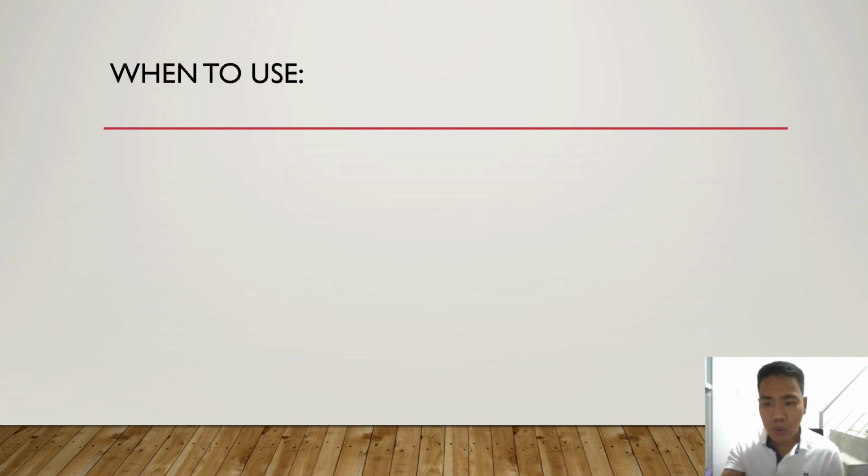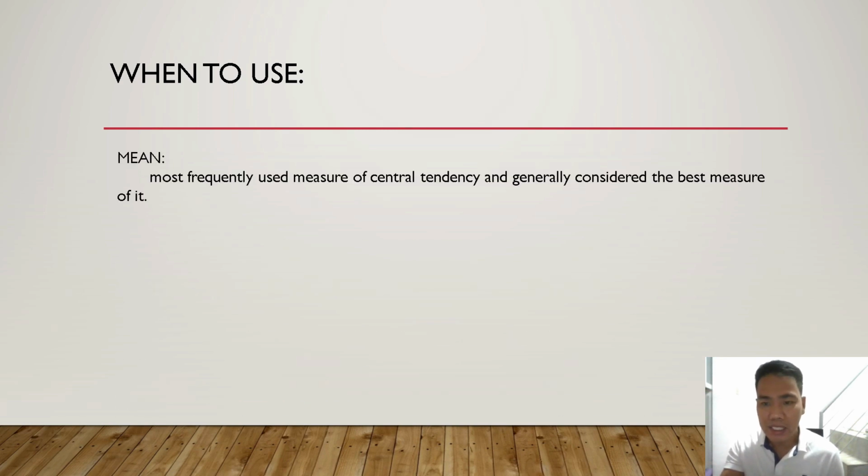Okay, so when do we use the mean, median, and mode? There are some cases for each. For the mean, that is the most frequently used measure of central tendency and is generally considered the best measure. In different researches, the mean is the measure of central tendency most frequently used by researchers, because it is the most accurate and the best measure.